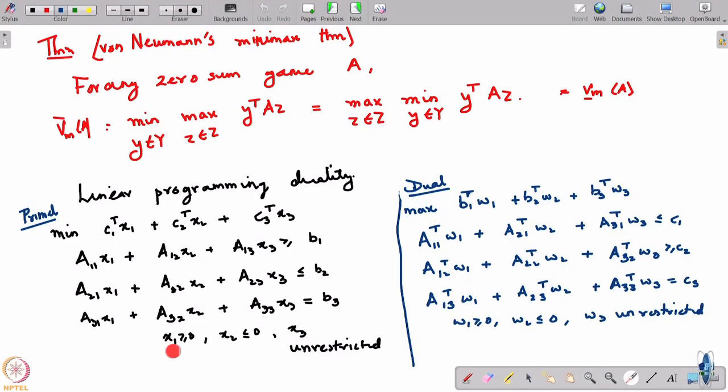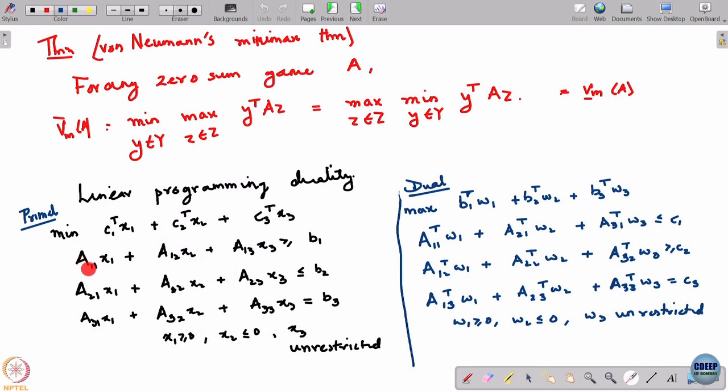So we are not saying optimal x's are equal to optimal w's, obviously not. There is no claim being made about the relation between the x's and the w's, but what is equal here is the optimal value of the optimization. So the objective value that you get here will be equal to the objective value that you get here, okay.